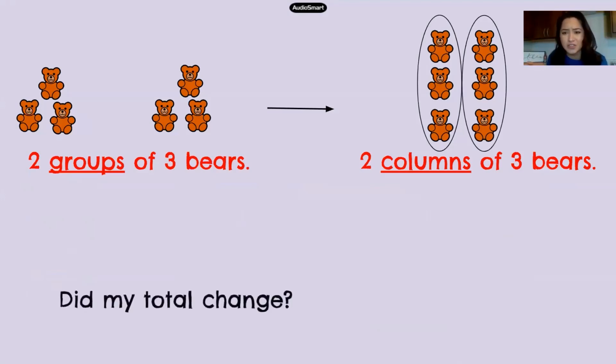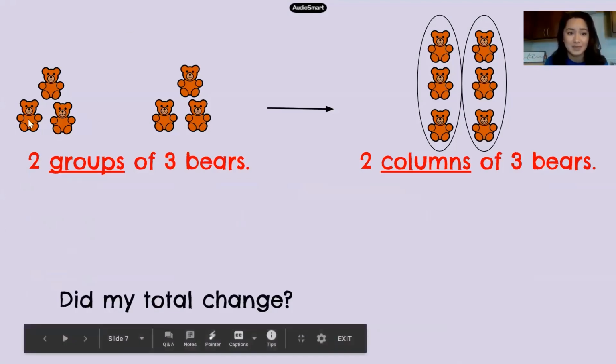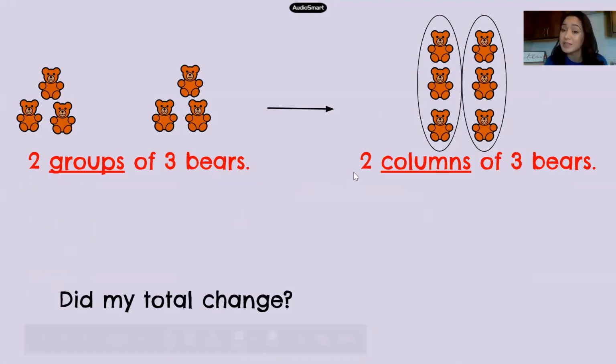Did my total change? No, I still have 6 bears here, 6 bears here. 2 groups of 3 bears and 2 columns of 3 bears. Think of this as just another way to organize a set of objects. All right, I still technically have 2 groups of 3 bears. They're just now organized into columns.